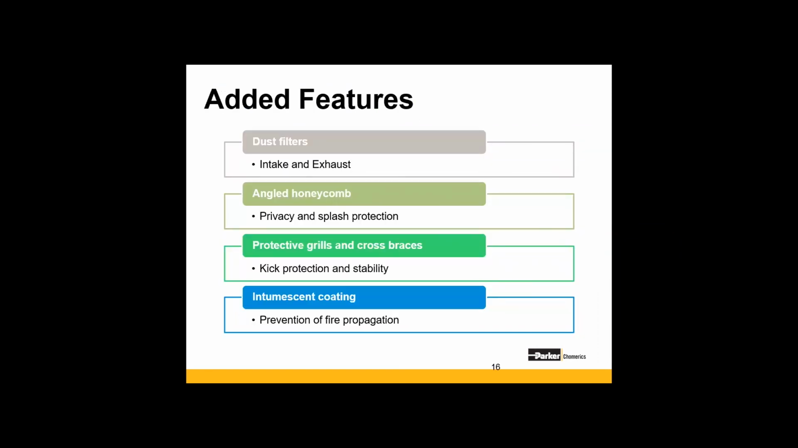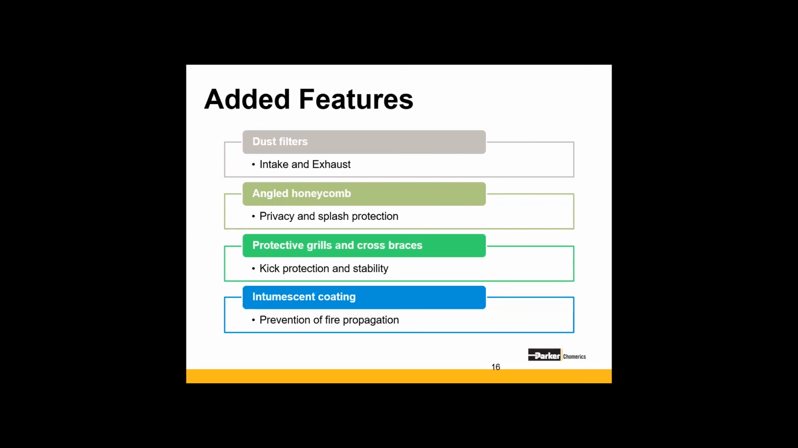There's a lot of added features you can end up putting onto your honeycomb vent. One is dust filters, used to isolate electronic systems from airborne particulates, which can be very important. Angled honeycomb, typically at a 30, 45, or 60-degree angle, can actually provide additional privacy and obstruct a lot of the components behind the air vent panels from view. One of the other additional benefits is splash protection. So if there were to be spilled coffee or some kind of moisture or driving rain, those angled honeycombs can provide some protection there. And protective grills can be added.